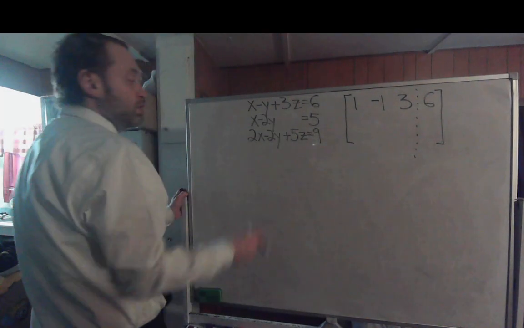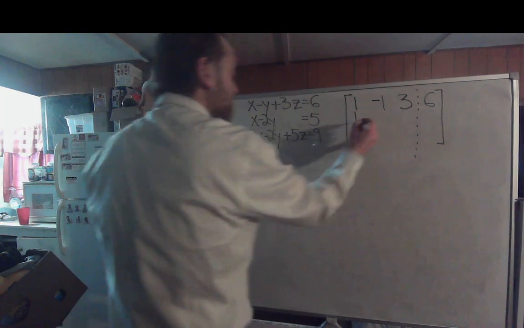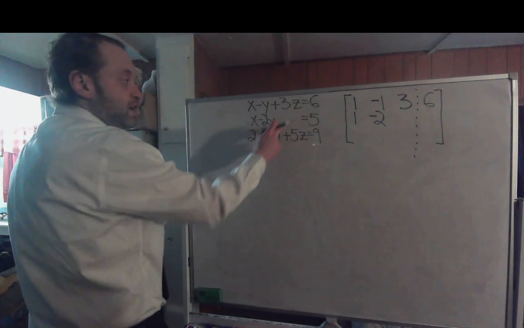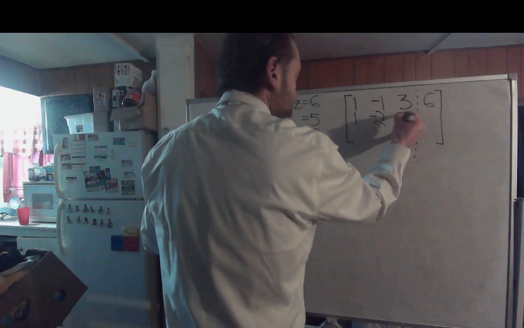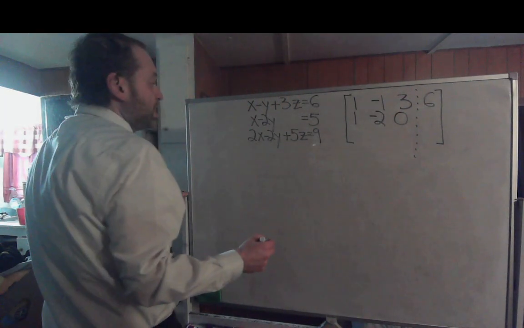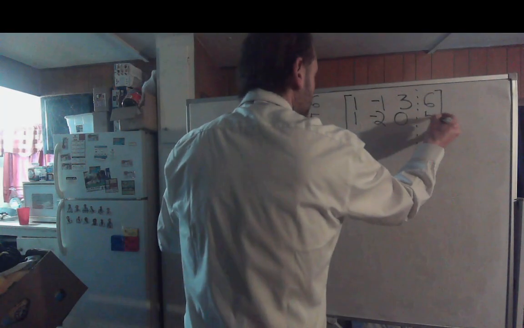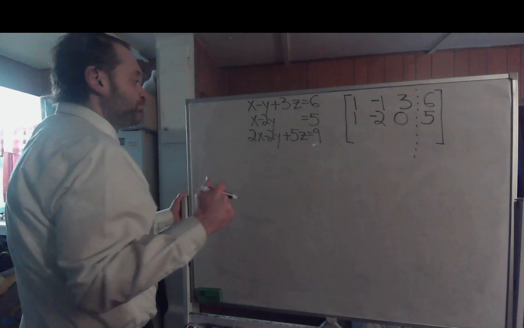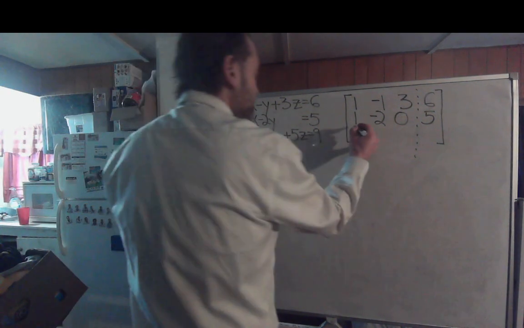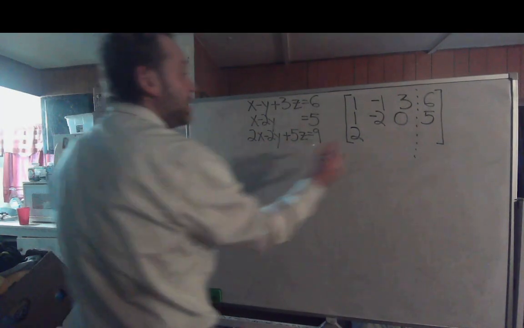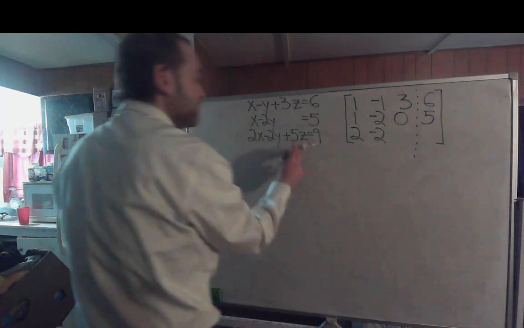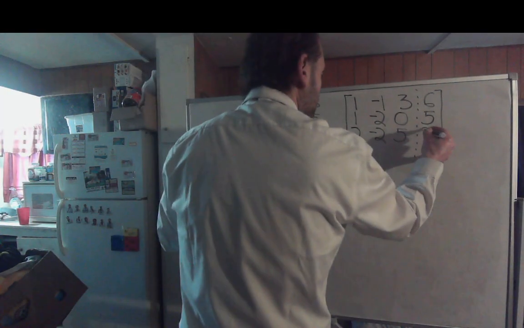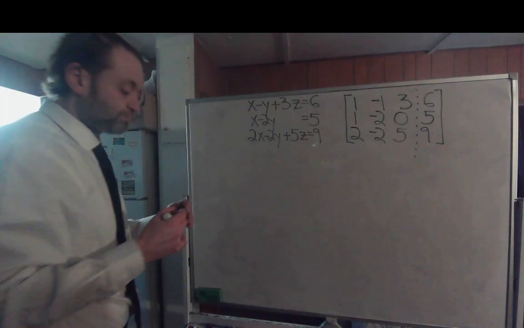Now, second row, coefficient on x is 1, coefficient on y is negative 2. We don't have a z variable there, which means the coefficient on z is 0. And then the 5 will go to the right of the augmented line. Third row, coefficient on x is 2, coefficient on y is negative 2, coefficient on z is 5, then the 9 goes to the right of the augmented line.